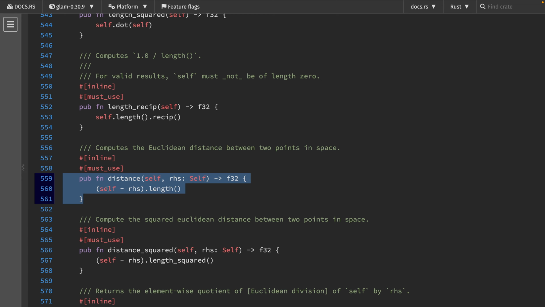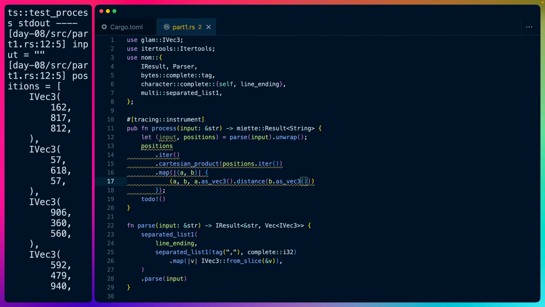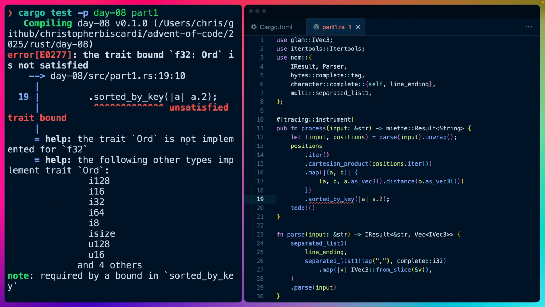So I think we have to use F32s to get the right distance values, and I'm assuming that's going to be important. So we can just easily convert these to VEC3s to get that distance. So we have our 2 integers now and a float distance. And we want to sort it by that distance. Sorted by key comes from itertools. There's something wrong here. Right, Ord is not implemented for F32.